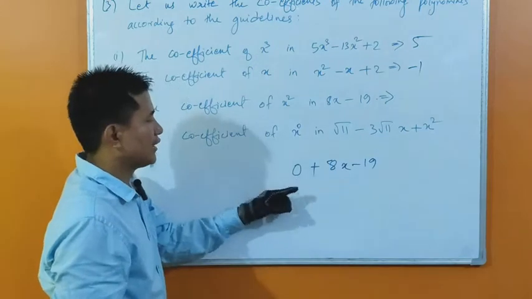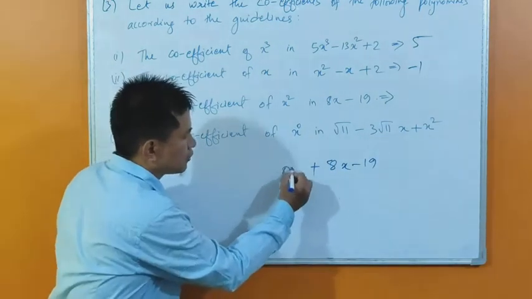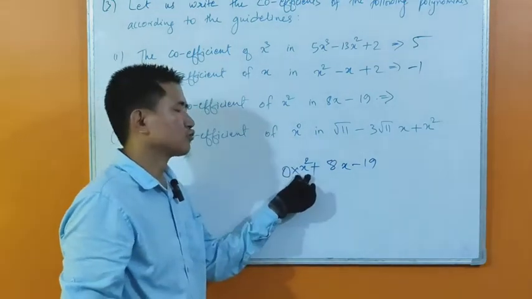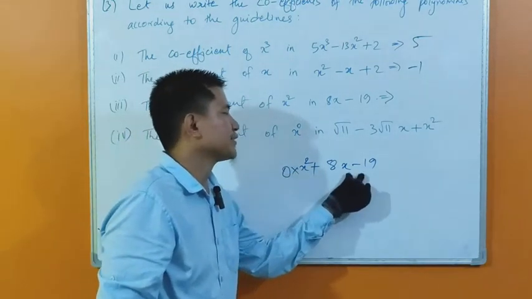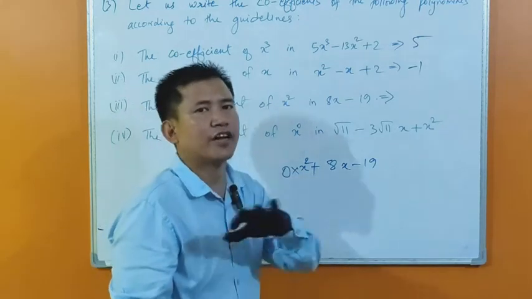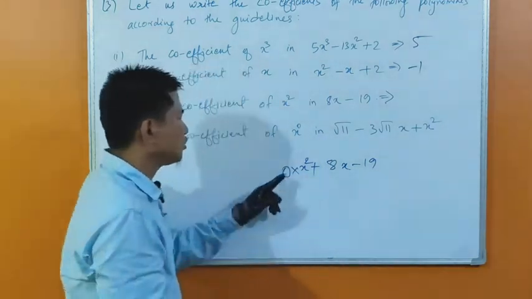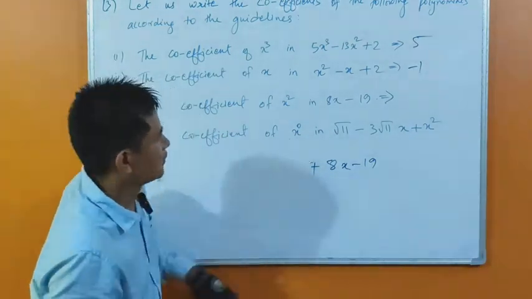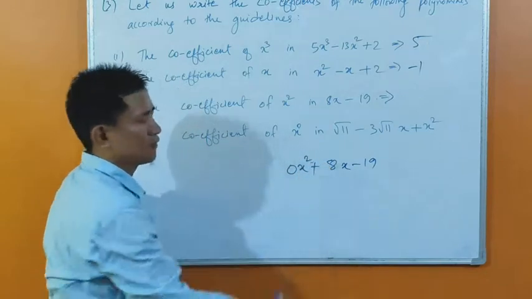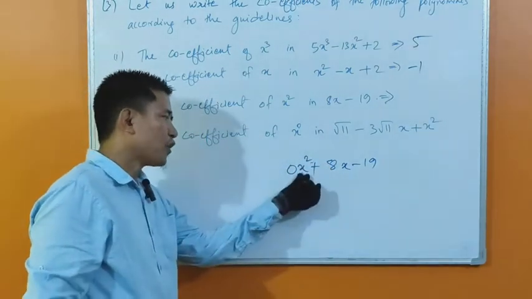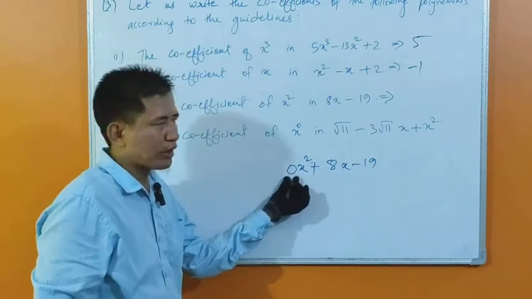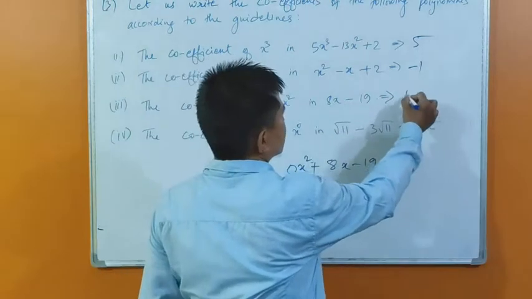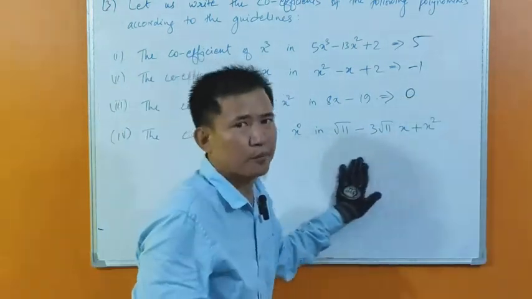So if you can add 0, then you can write 0 into x square, isn't it? 0 into x square means 0. 0 plus 8x minus 19 is 8x minus 19. The value of the expression does not change. So you can add 0x square. Got my point? The number before x square is the coefficient of x square, and the number before x square here is 0. So the coefficient of x square in this case is 0. I hope you got my point.